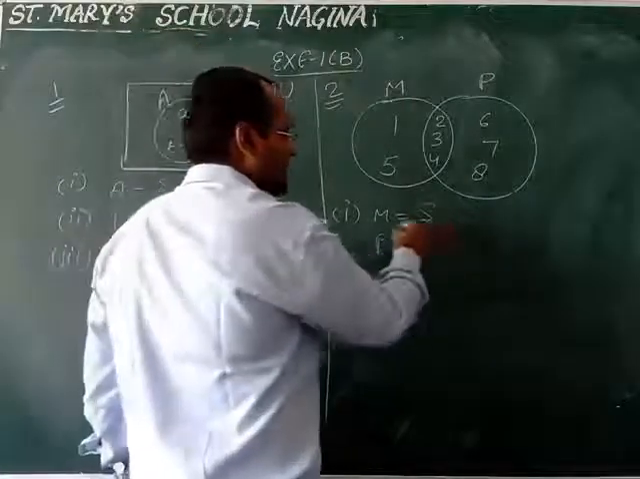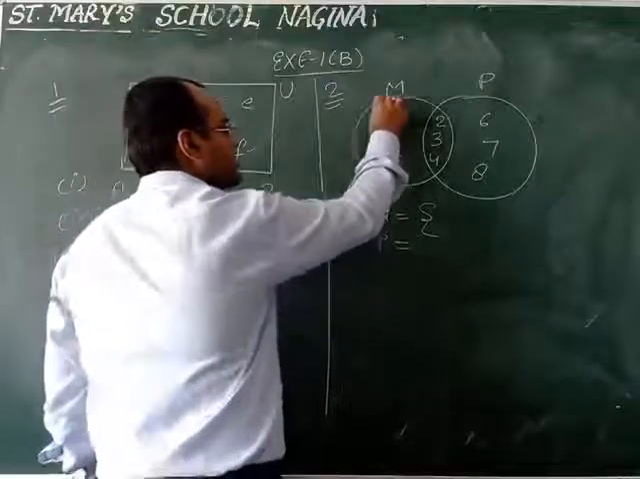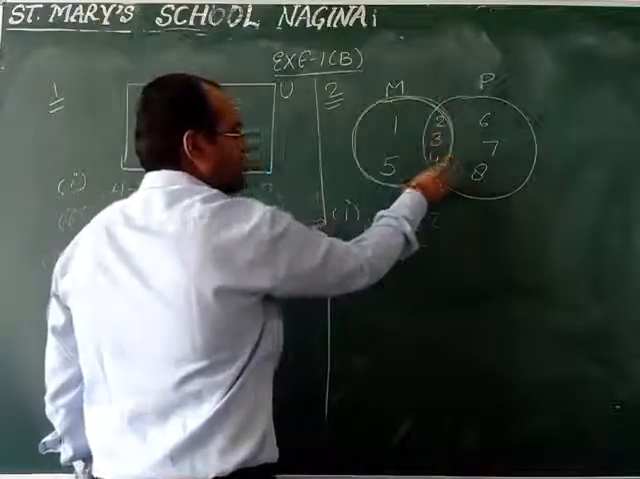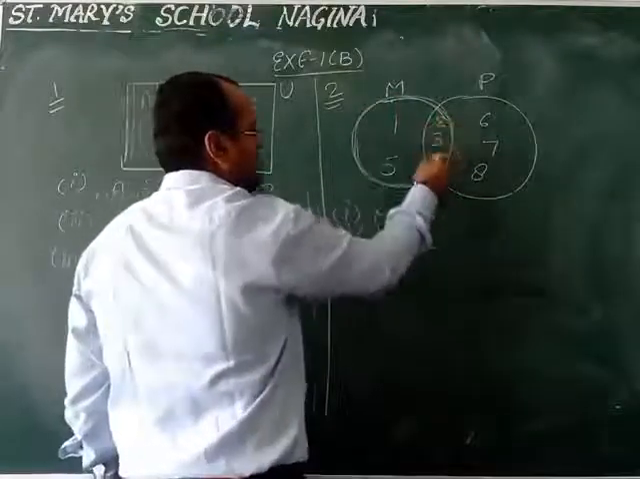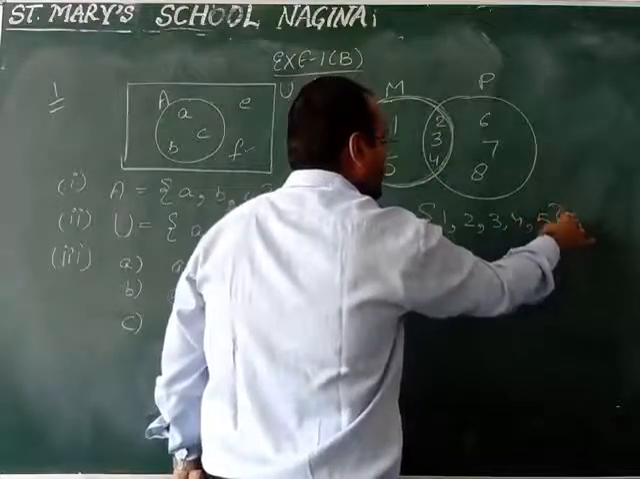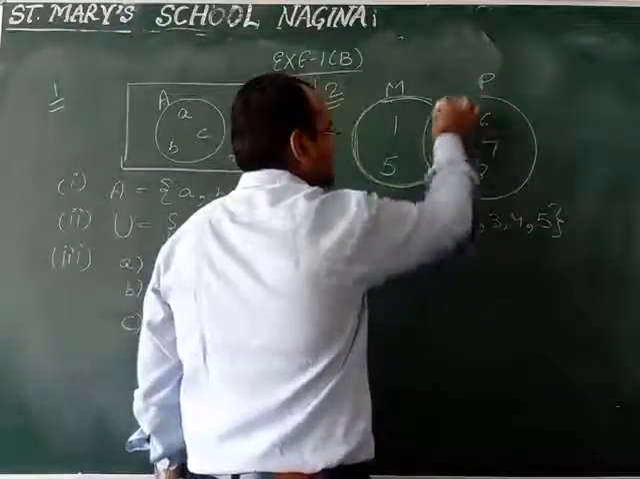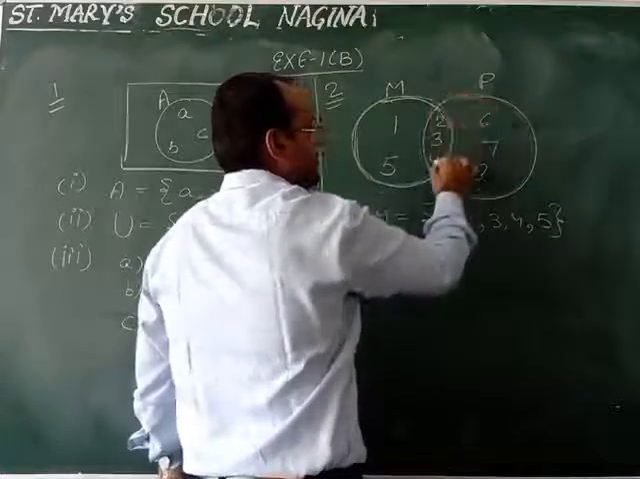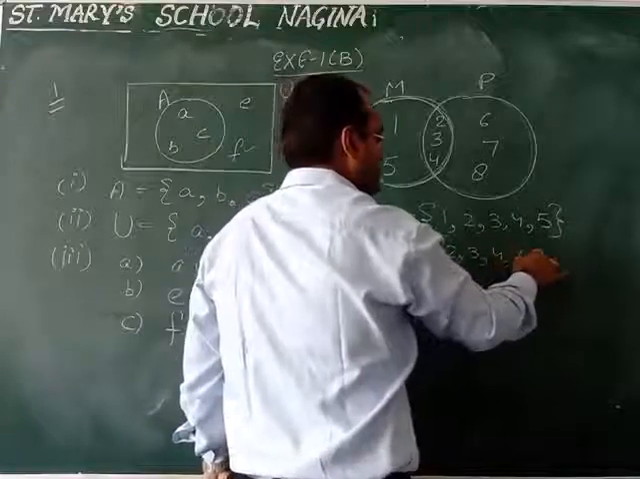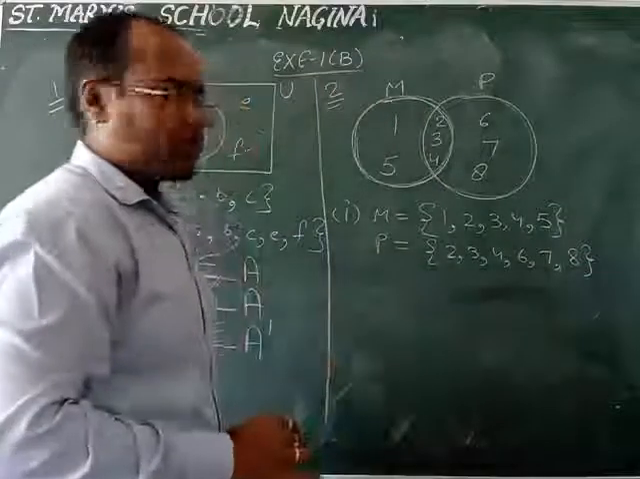We have to write the elements which are coming in M set. Where is M set? This circle is for M. So in this circle 5 elements are written. So we have to write all those 5 elements: 1, 2, 3, 4 and 5. Similarly, we will write all the elements which are coming in P set. What elements are coming in P? This is the circle P: 2, 3, 4, 6, 7 and 8. So we will write here 2, 3, 4, 6, 7, 8. These all elements are coming in the P set.